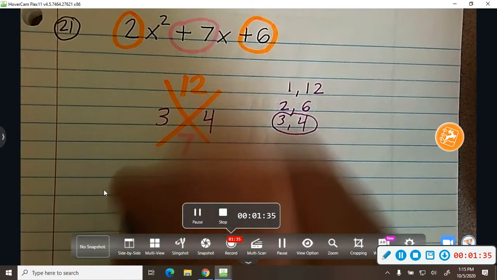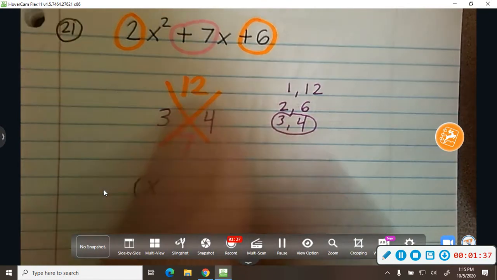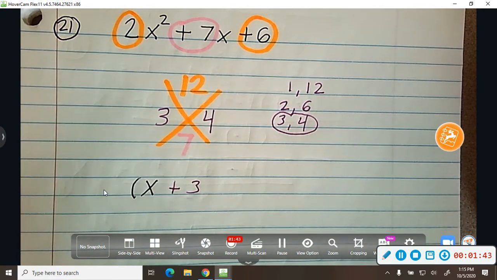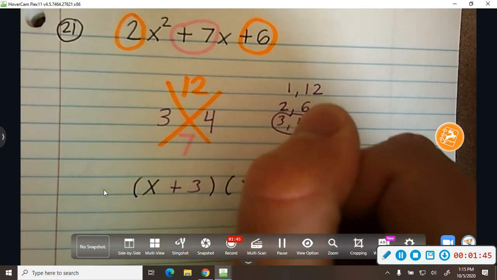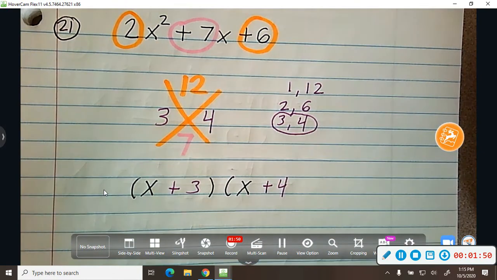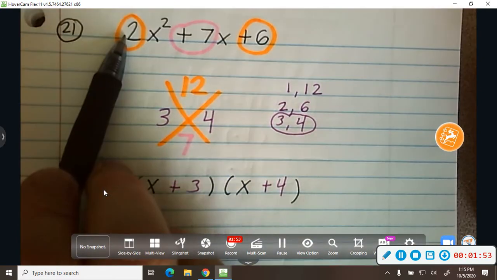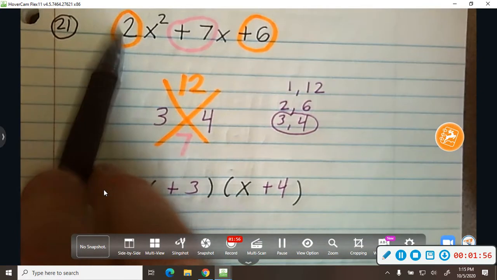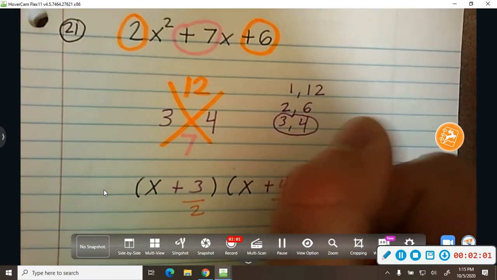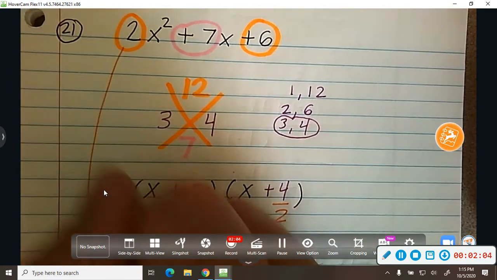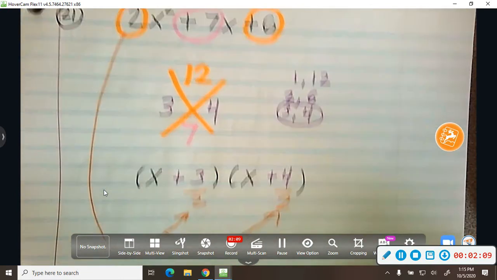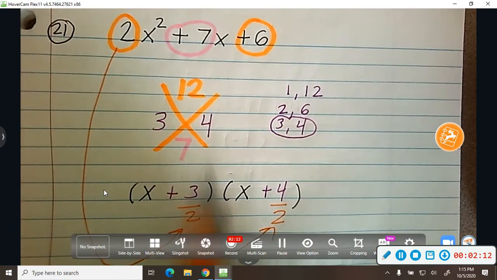From there, I put my x with the 3, x with the 4. And now, if this number were a 1, we would be finished, but it's not a 1, so I need to divide both of these by 2. So you always divide by the number in front.